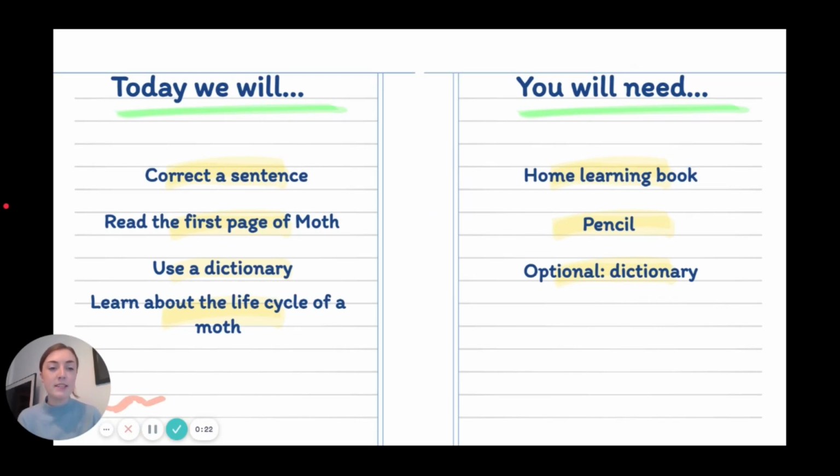Today we will correct a sentence and then read the first page of Moth, our new story. Then we're going to look at how to use a dictionary, and then we're going to learn about the life cycle of a moth. So lots of fun things to do today. You will need your home learning book, a pencil, and if you have one at home, a dictionary, any kind of dictionary. If you don't have one, don't worry, I will put a link on Google Classrooms for an online dictionary you can use instead.